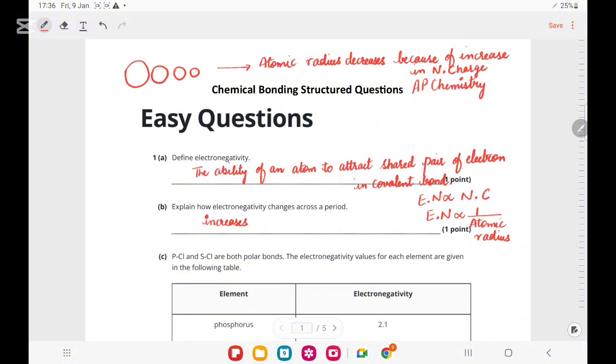So electronegativity value in fact increases. Why? Because of increase in nuclear charge, as it is directly proportional, and because of decrease in atomic radius.